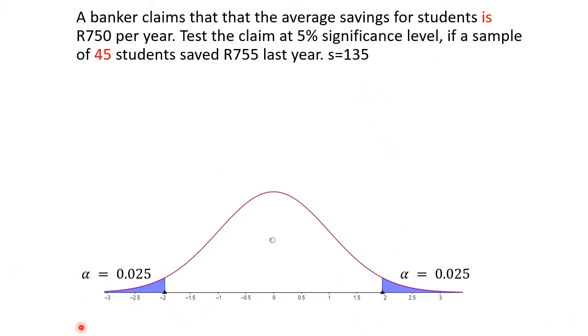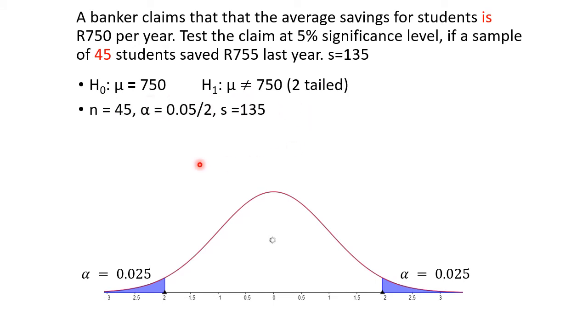It's a two-tailed test, which means the 5% is divided into 2, and we get that. These are the rejection areas, the shaded ones. Two-tailed test, H0 and H1. What else are we given? We have n is equal to 45. We can use the z-test.